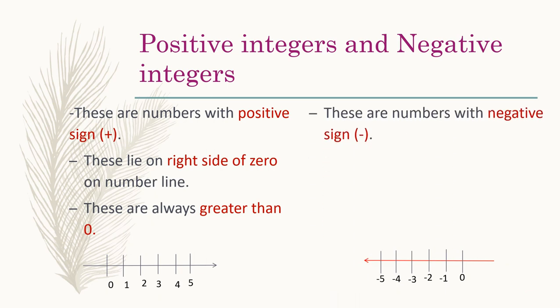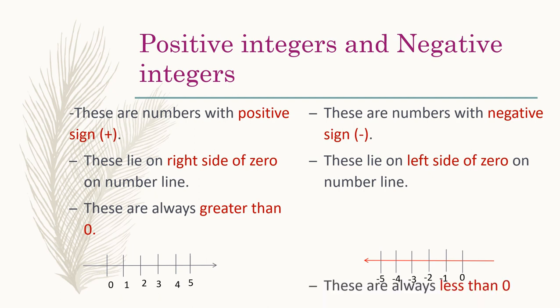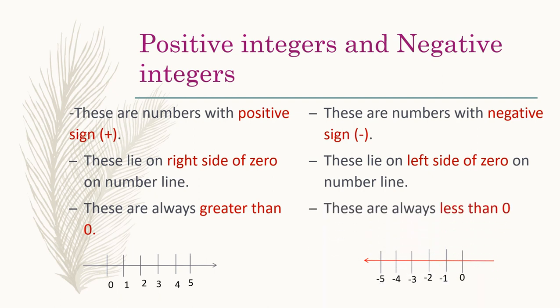Now negative integers. These are numbers with negative sign. These lie on the left side of 0 on the number line. In the given figure, you can see that on the left side of 0, -1, -2, -3, -4 are written. These numbers are called negative integers. These are always less than 0.